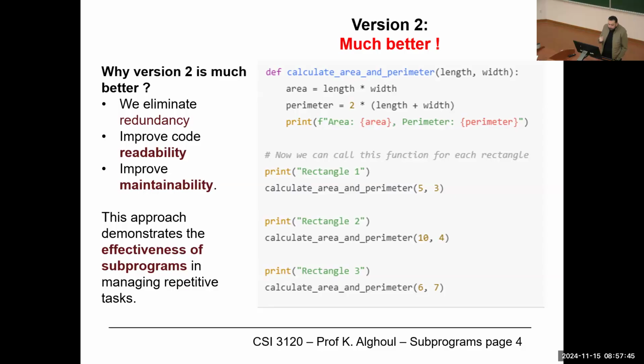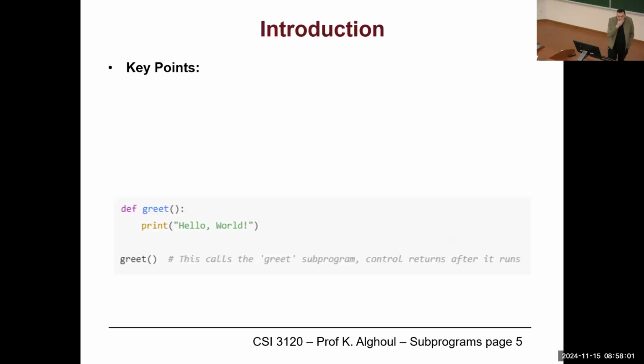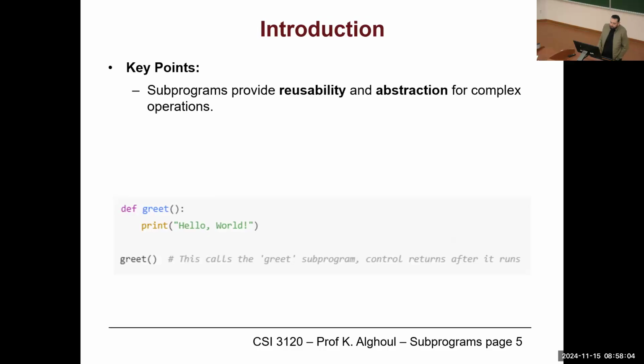So that's very good. This approach demonstrates the effectiveness of subprograms, because subprograms technically can be functions, or they can be something called procedures, right? So the basic idea here is that subprograms provide reusability and abstraction for complex operations, especially if you're building a big code. You need something like a black box, an abstract thing that you're going to build, which is going to help you, as we said, with reusability and other things.